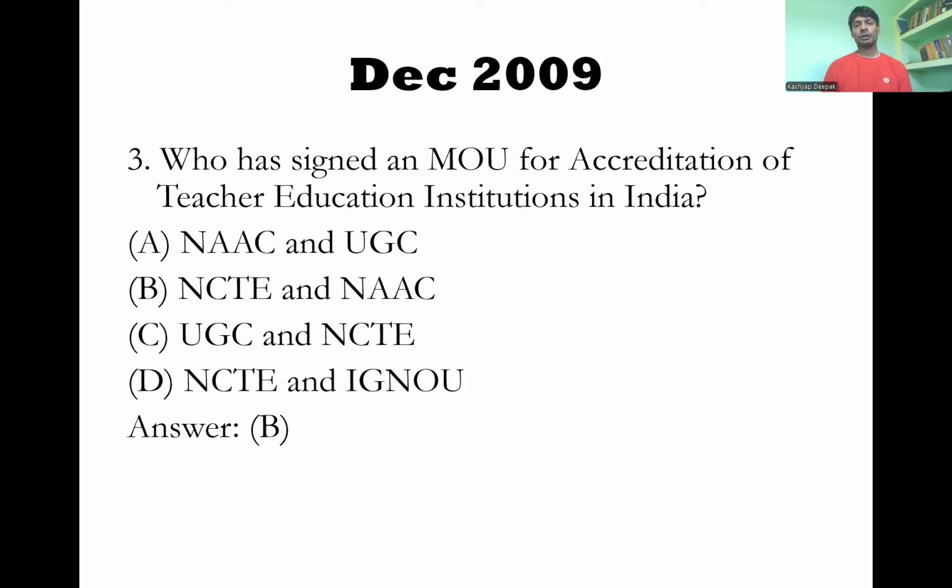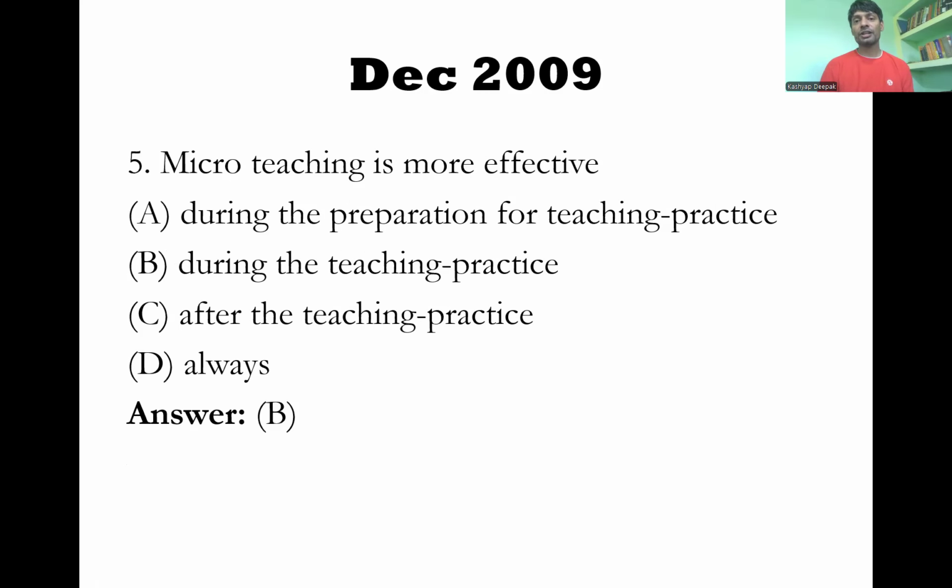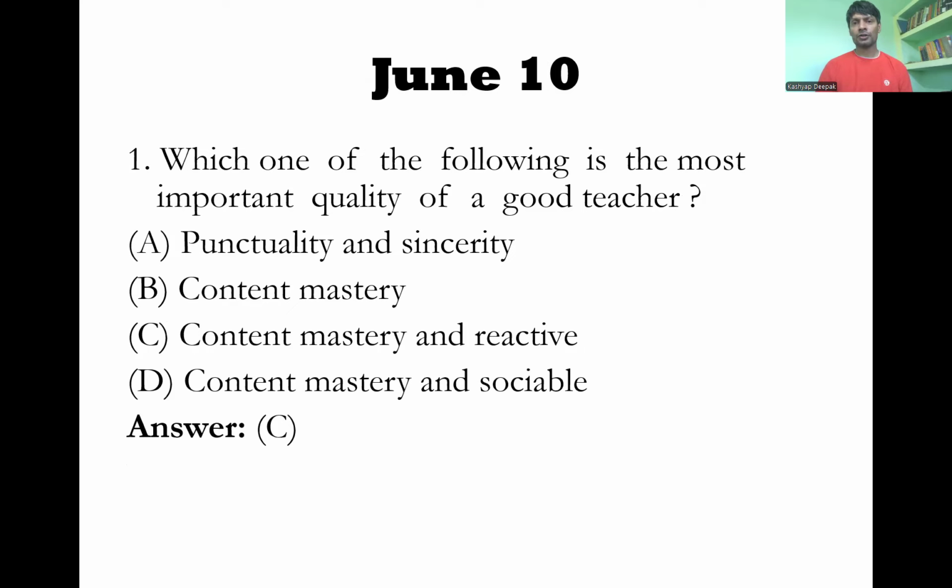Who has signed an MOU for Teacher Education Institutes? Again, a higher education type of question. So the pattern changed during this time. This is a change. And the answer is B. The primary duty of a teacher is to raise the intellectual standard of the student, improve the physical standard of the student, help the all-round development of the student, or imbibe the value system in the students. The answer is C. Micro teaching is more effective during the preparation for teaching practice, during the teaching practice, during the teaching, after the teaching practice, or always. That is a repeated question. The answer is B. June 10.